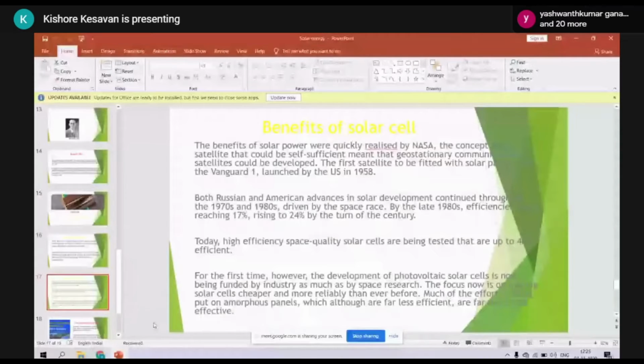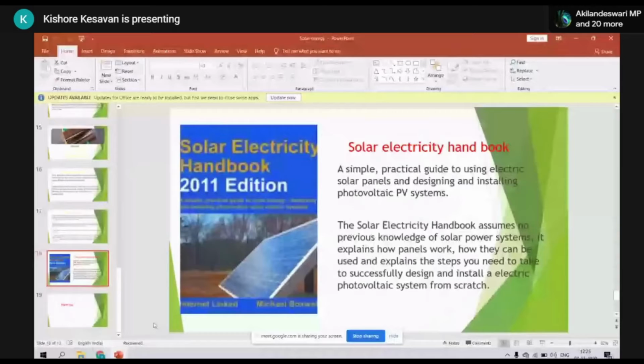Solar Electricity Handbook, a simple practical guide to using a solar panel and designing and installing photovoltaic PV systems. This book was published in 2011. This book teaches us how to maintain a solar panel, how much it costs and how expensive it is.